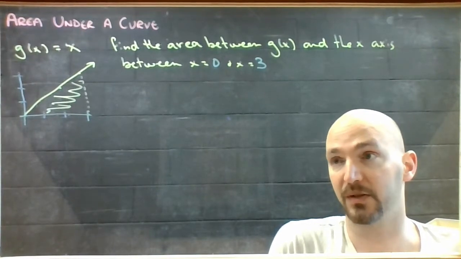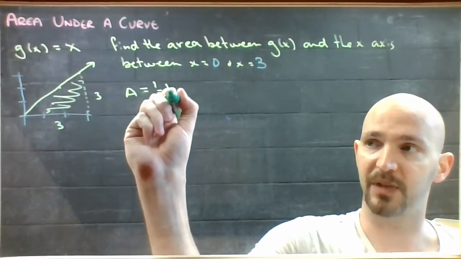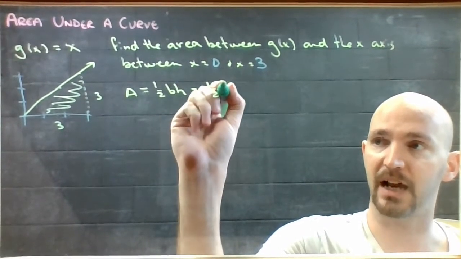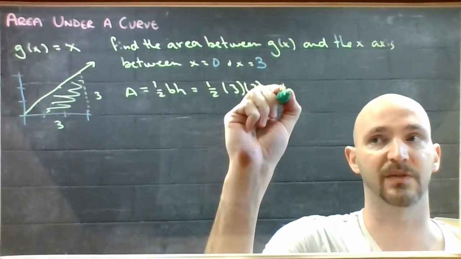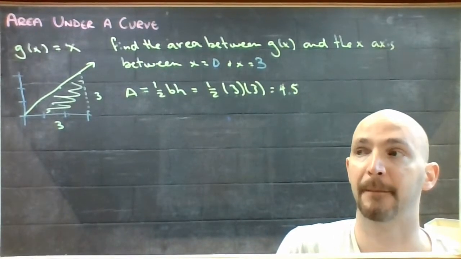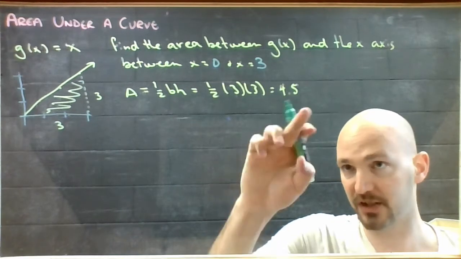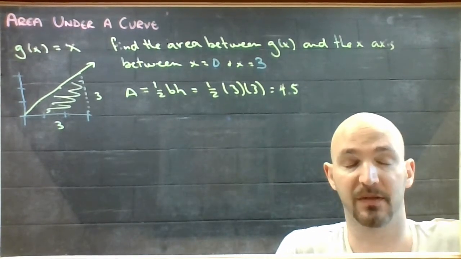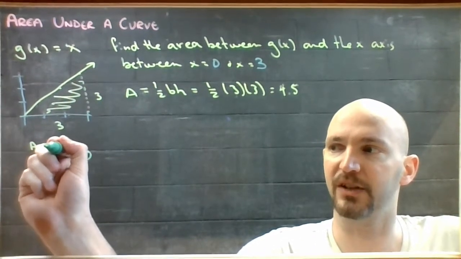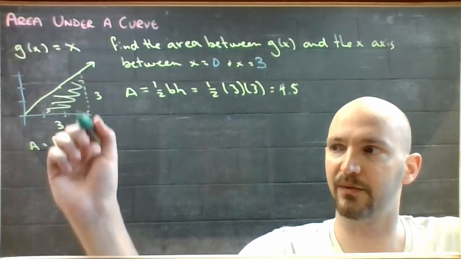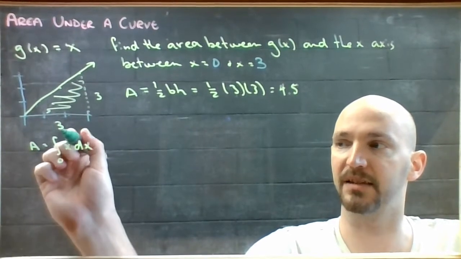Well, that's just a triangle, and it's a triangle that's 3 wide and 3 high. So the area should be 1/2 base times height. So it should end up being 1/2 of 3 times 3, which 3 times 3 is 9, divided by 2, it should be 4.5 when I'm done. So to do this with integrals, and again, I'm just doing it this way to have a number to try and match to. In order to get an area under a curve, I should just integrate that function over the x-axis between the values that it's asked me to consider.